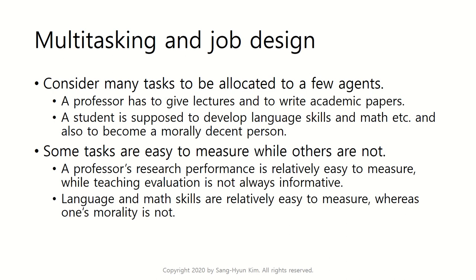Research is relatively easy to measure because you can see the number of papers that I wrote, or the quality of the paper. That's relatively easy to measure because, especially in economics, the academic journals can be ranked. There is quite a strict hierarchy of academic journals. So if my paper is published in a very good journal, that means my research is decent. In that way, my research performance is relatively easy to measure.